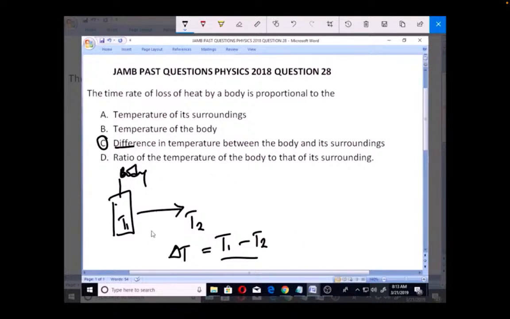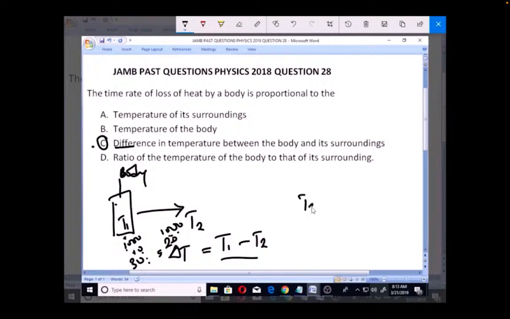It is not just the temperature of the body. If the temperature of the body is 1000 and the temperature of the surrounding is 1000, there will be no loss of heat because there is no temperature gradient. So if you have 1000 here and 1000 here, there will be no loss. Movement only occurs when there is temperature gradient. If the temperature here is 10 and this one is 20, there will be movement. If it is 30 here and this one is 5, there will be movement. So there has to be a difference in temperature. And that is what C is all about.